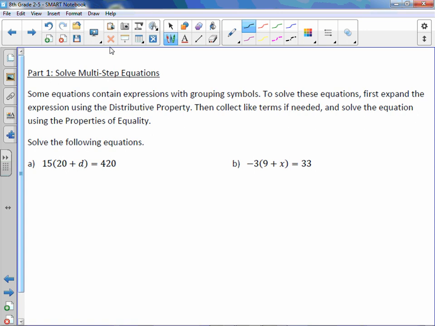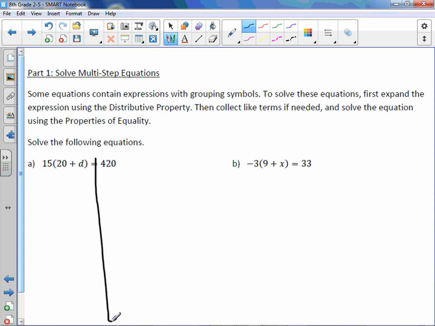Some equations contain expressions with grouping symbols. To solve these equations, first expand the expression using the distributive property, then collect like terms if needed, and solve the equation using the properties of equality. Solve the following equations.